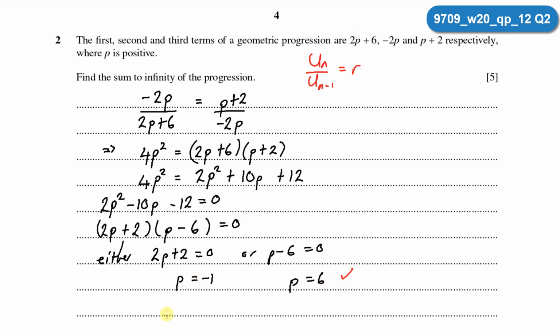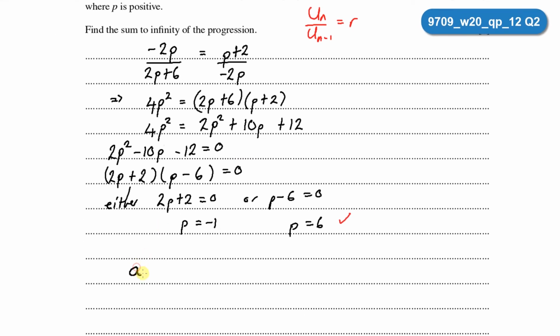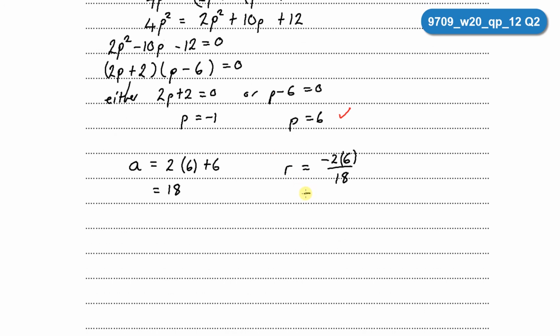So this now means that we can find the real value of the first term, which is a. So a will be 2p plus 6, which is 2 of 6 plus 6, and this gives us 18. And the real value of the common ratio r is any one of these. That's minus 2p over 2p plus 6. So that's minus 2 of 6 over 2p plus 6, which is 18 here. So this gives us minus 2/3.